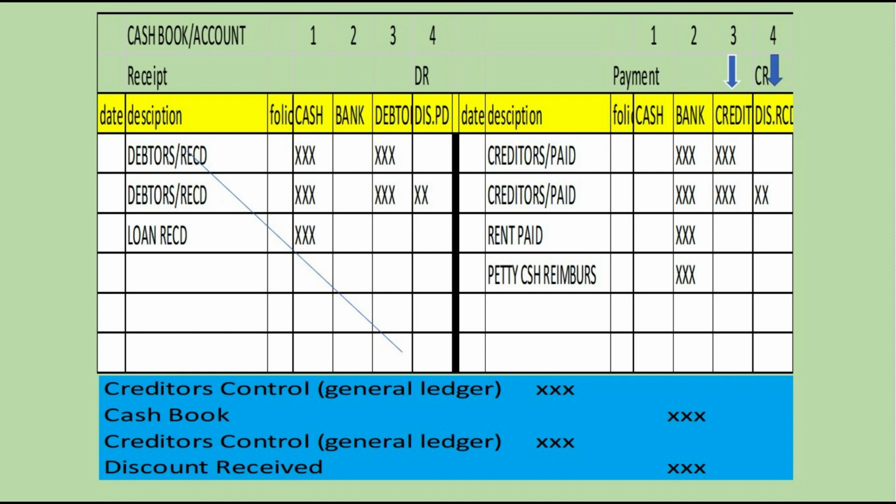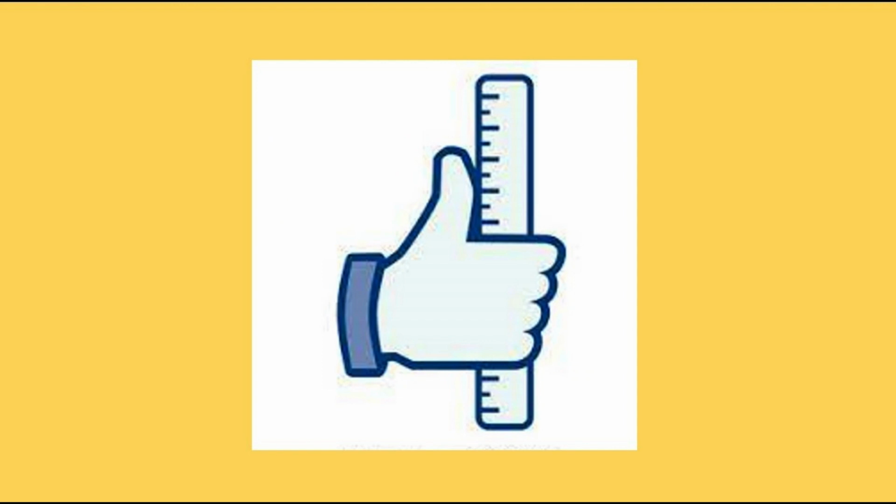On the credit side, column 3 is for payments made to suppliers. As you note, first it is entered in column 2 and then extended to column 3. In case of discount received, column 4 is used. Then columns 3 and 4 are totaled and will be posted to the debit side of the creditors' control account in the general ledger. We are sure by now students understand clearly.